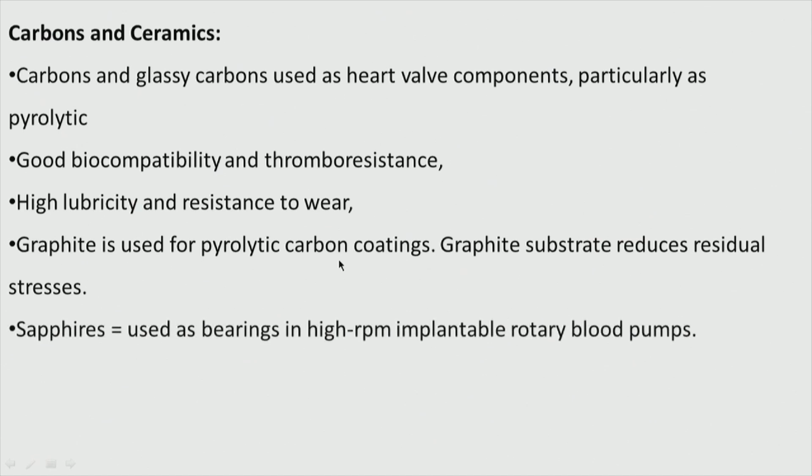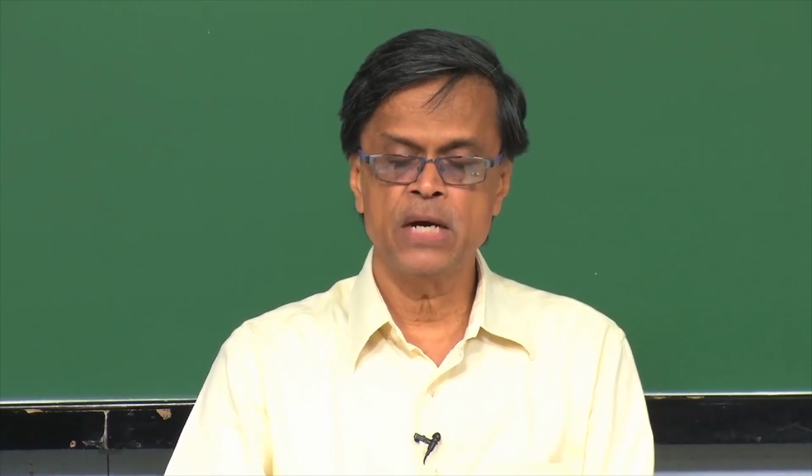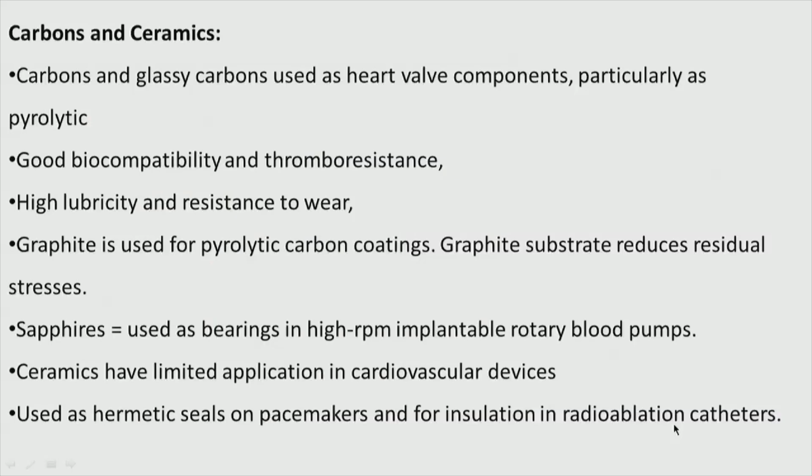Sapphire used as bearings in high RPM implanted rotary blood pumps. So, they have blood pumps for patients whose heart is very weak and the heart is not able to pump, then of course you have high RPM sapphires used there as bearings. Ceramics, limited applications in cardiovascular devices. They are of course used in hermetic seals on pacemakers, insulation, and so on actually.